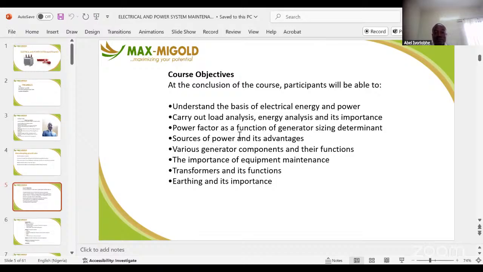Power factor as a function of generator size is determined. Most people don't know how to determine the size of a generator in a building or in a facility. At the end of this class, we will be able to know how to determine that.